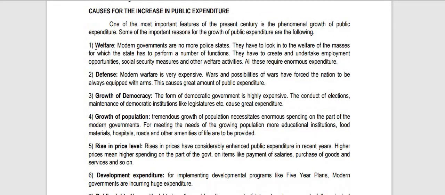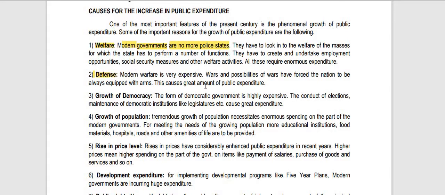Number one is welfare. So modern governments are no more police governments. They need to look into the welfare of the mass, or of the society, or of the community. So dira kailangan nato og dako nga expenditure for it to be realized. Defense is very important for a certain country to secure its sovereignty. Meaning, modern warfare is very expensive.